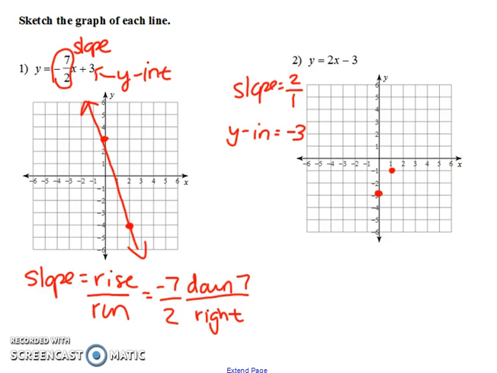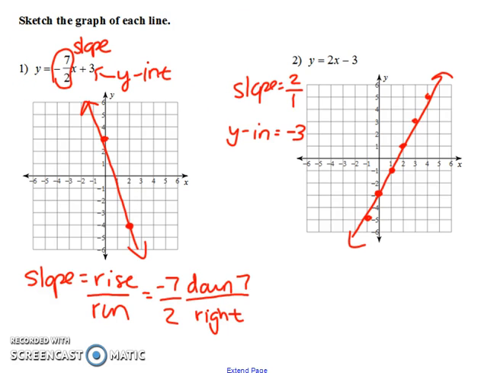And you're going to keep doing that. Up 2 over 1, up 2 over 1, up 2 over 1. And if I want, I can get more points over here by going down 2 and left 1. And now you'll just connect your dots to create your line. Okay? Those are pretty easy because they're given to you in y equals mx plus b.